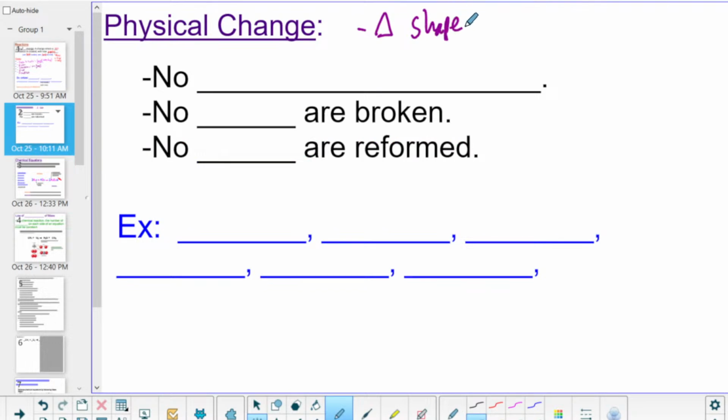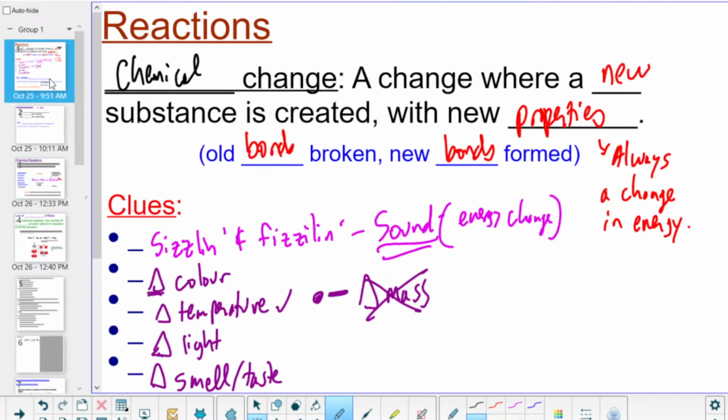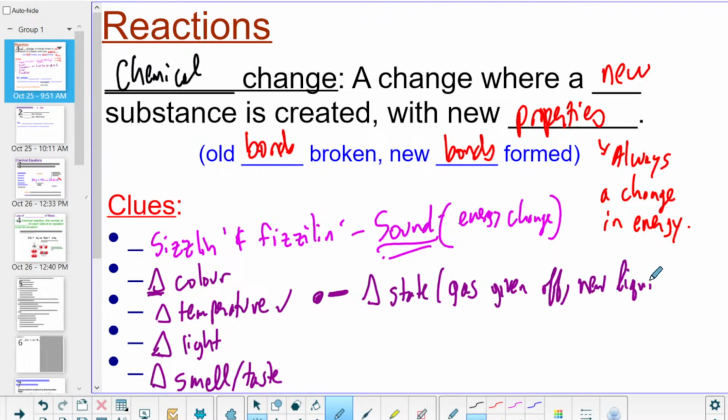It could change in shape very easily. Certainly when you're cooking it, it can change in shape. But when you mean a change in mass, what is often happening in that reaction? Air is coming in, or water's evaporating, or something's leaving. So change in volume, change in state. Gas given off. A new liquid is formed.